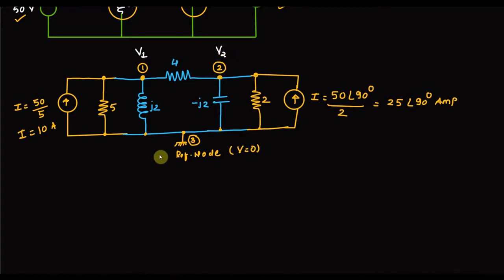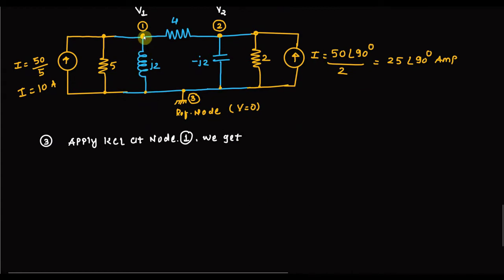Fine. So you can observe that here I have first identified the nodes. So here we have three nodes, 1, 2, 3. Out of these three, two are non-reference nodes, 1 and 2, and the third one is the reference node. Fine. So this is our second step. Now in the third step, what we will do, we will apply KCL to each node. Okay. So first you will write apply KCL at node 1. So when we do that, what will we get?